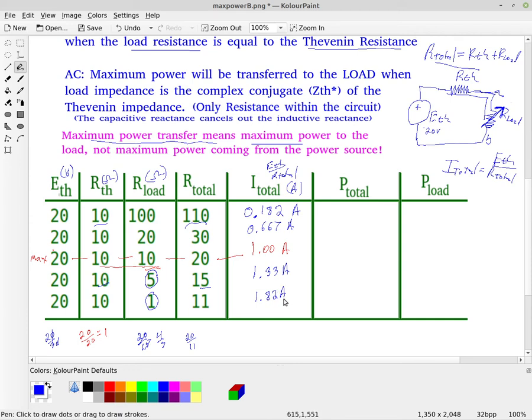amperes. One thing I want to point out to you: the current is going up. As the resistance of the load is going down, the magnitude of the total current is going up. So I actually have more current over here.